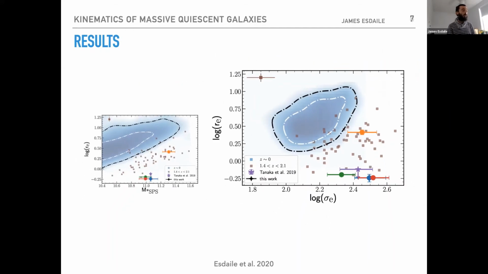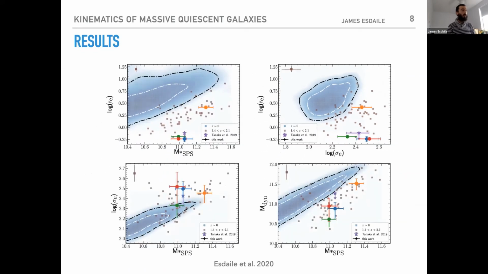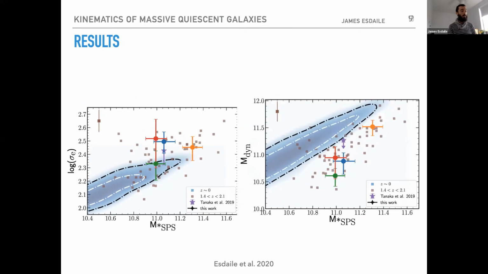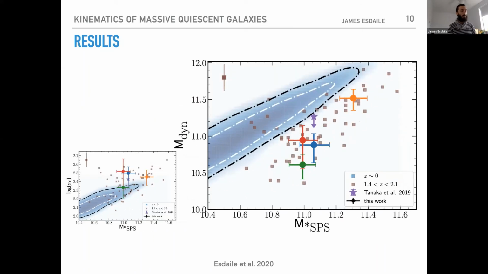So we can also look at the M sigma plane, and it's a little bit harder to disentangle the two populations, but if we fit the mass sigma relation to the redshift 0 population, fix the slope and scale to the intercept of the higher redshift population, we can see that there's an offset here as well. And then finally, in the dynamical mass, stellar mass plot, again, we can do a similar exercise.